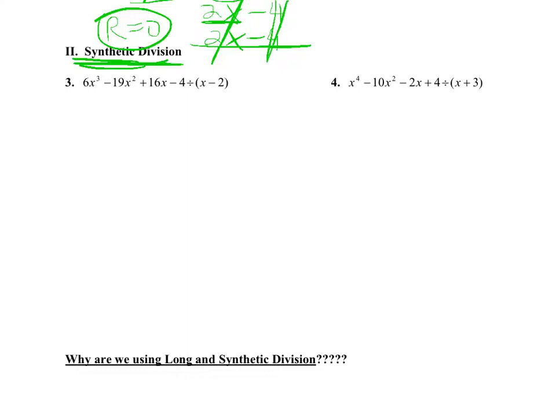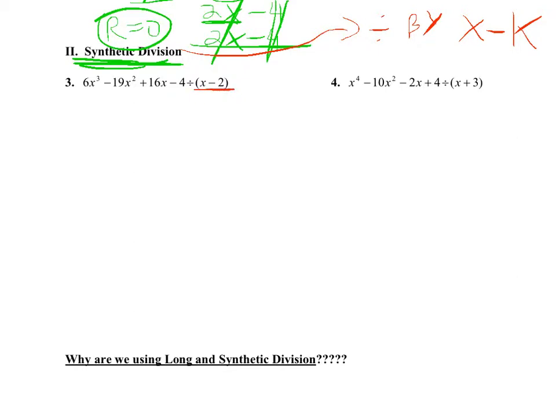Let's do this in a different color. Let's go red. All right, for synthetic division, you can only use this process when you're dividing by x minus k, where k is a number. So if you were dividing by something like x squared or x cubed, you couldn't use synthetic division. You would have to use long division.